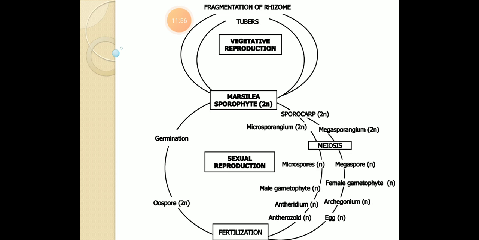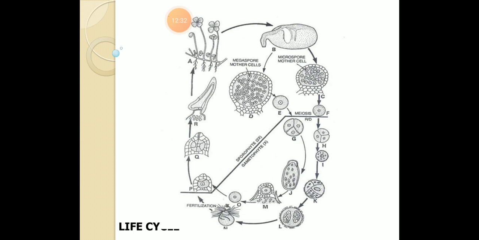When the antherozoid and the egg fuse, fertilization occurs. Once the fertilization occurs, the oospore will be formed. That oospore is 2n, that's diploid in number. So when the oospore germinates and produces the germ tube, a new Marsilea sporophyte will be produced. The first half portion, from meiosis to the fertilization, is usually haploid in nature, and the later portion will be diploid in nature. So this is the complete life cycle of the Marsilea.